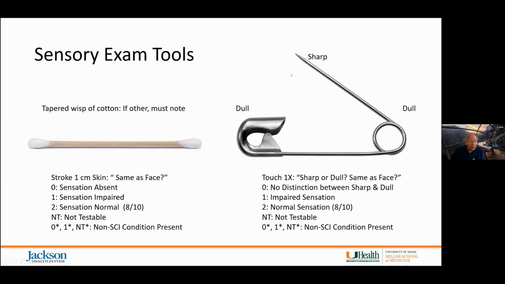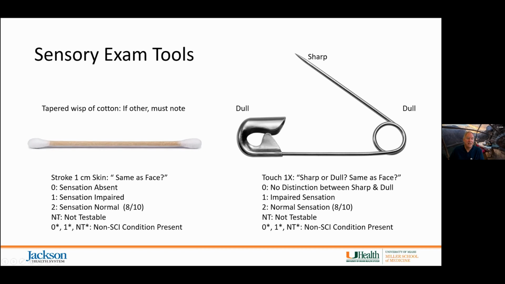Our tools are going to include the tapered wisp of cotton. Typically, we'll be using a Q-tip for that, and so you just pull this out to the side. For light touch, we're going to stroke the skin just 1 centimeter at the key point of the dermatome, and then ask if it's the same as their face. Remember that 0 is what you put down if they have no sensation. 1 for impaired sensation, that's either hypersensitive or hyposensitive. And then normal sensation, at least 8 out of 10 times they reported appropriately. So they have to be 80% correct on each dermatome.